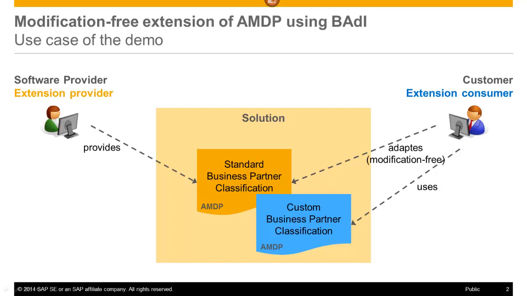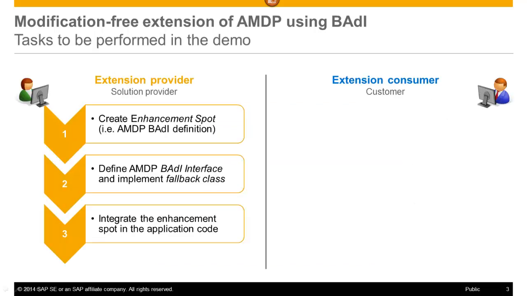To allow an adaptation in a modification-free manner, the software provider, in the role of the extension provider, has to provide such an extension possibility that will then be consumed by the customer in the role of the extension consumer. The different roles and tasks will be shown in the video.